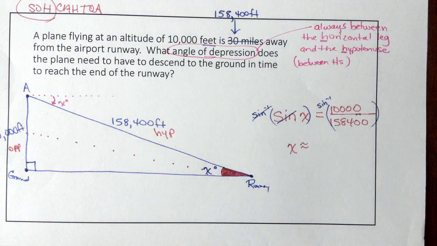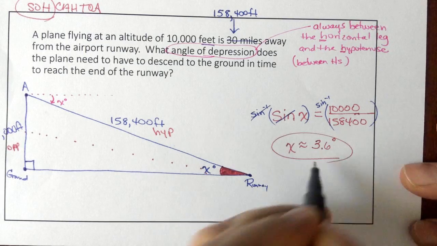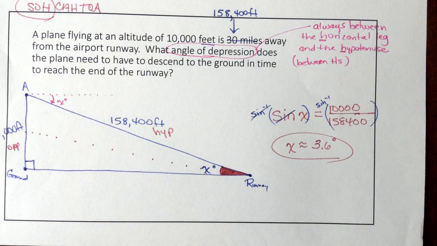About 3.6 degrees. Alright, so x is approximately 3.6 degrees. Okay, and that sounds like a really, really small angle, but when you're actually descending in the airplane, it feels a little bit bigger than that. You can't go down at too sharp an angle at a time without making your passengers really, really sick.